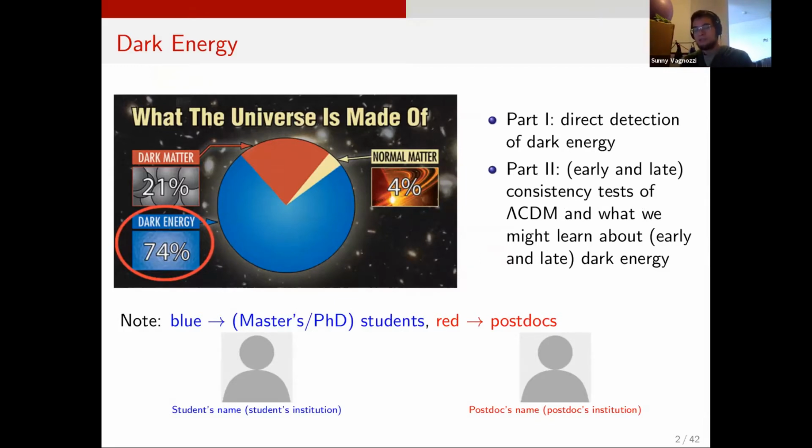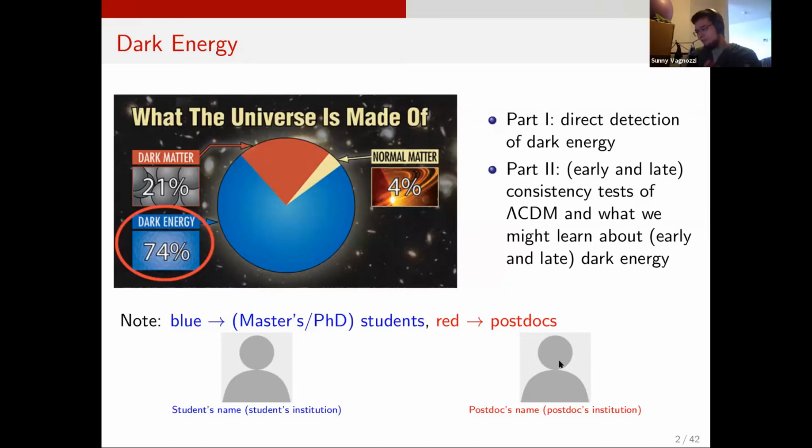In the first part, I'll tell you about something I call direct detection of dark energy. It will be clear later why I call it in this way. And in the second part, I will take a more model agnostic stand and try to understand early and late dark energy using consistency tests of our lambda CDM model. When I say early and late, the demarcation between early and late is set at recombination, so the time when the CMB formed. Just as an aside, I want to highlight the work of early career researchers. So whenever I show my collaborators, if their name is in blue, this is a student, and if it's in red, it's a postdoc.